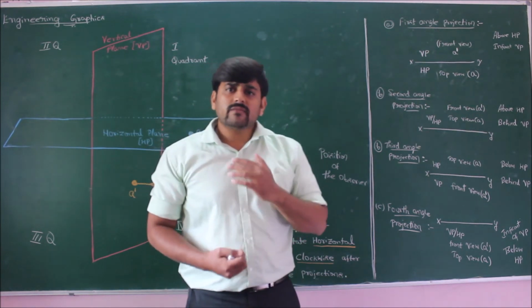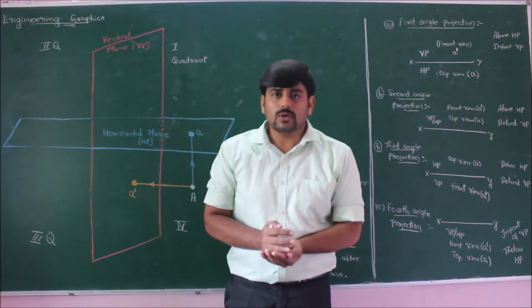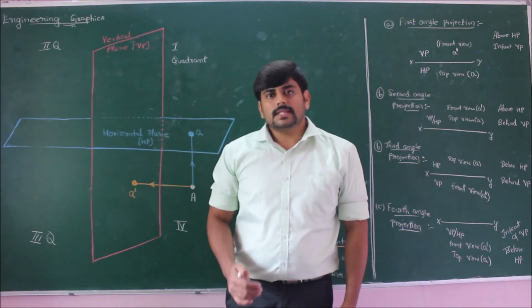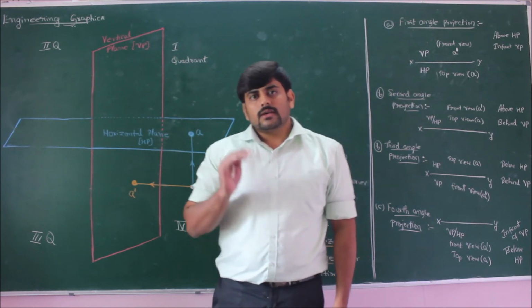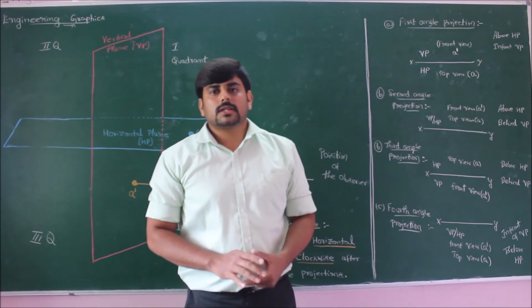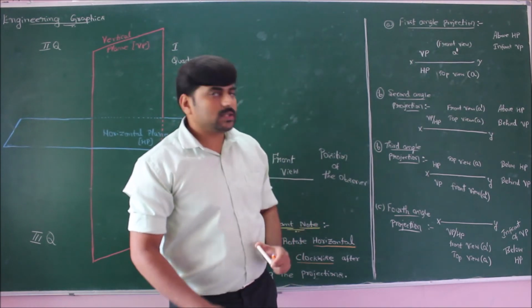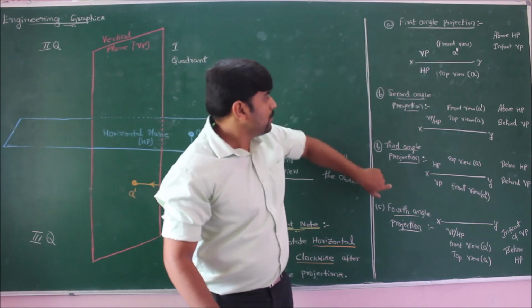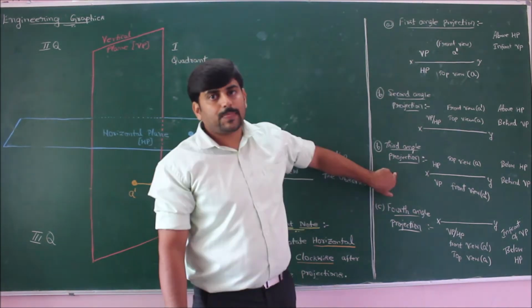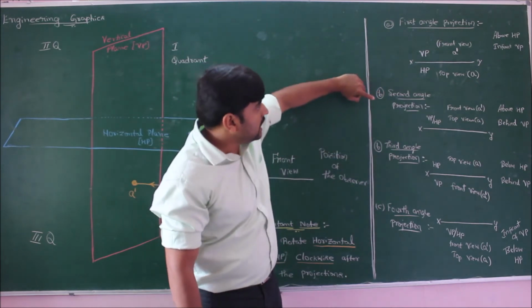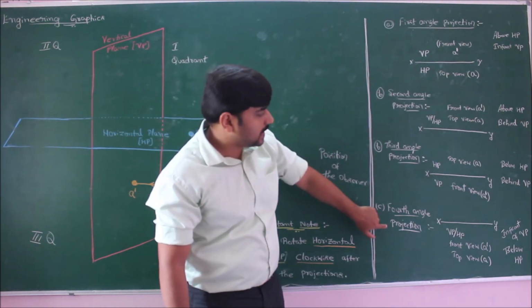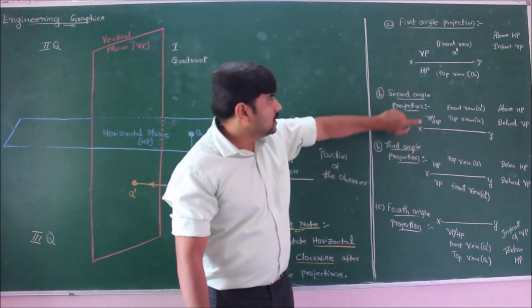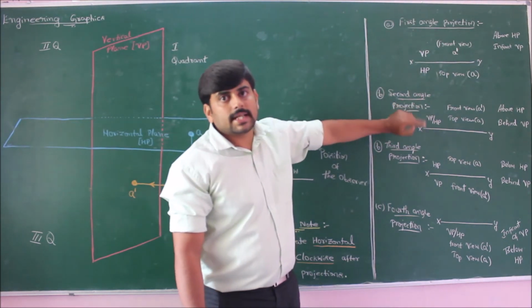Next, the very important point one should know in engineering graphics is the difference between first angle projection and third angle projection. Among these four projections, people will predominantly use first angle projection and third angle projection. This is because, if you clearly observe, in the second angle projection and fourth angle projection, we will plot the front view and top view on the same side.